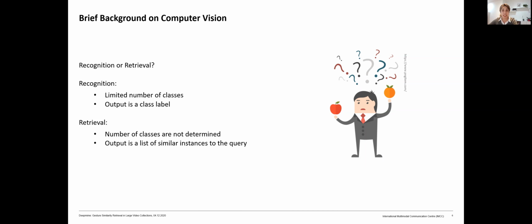And that is specifically important when you have a very large collection, and your class labels or your annotations are not specific anymore. The task of retrieval is more preferred over recognition.